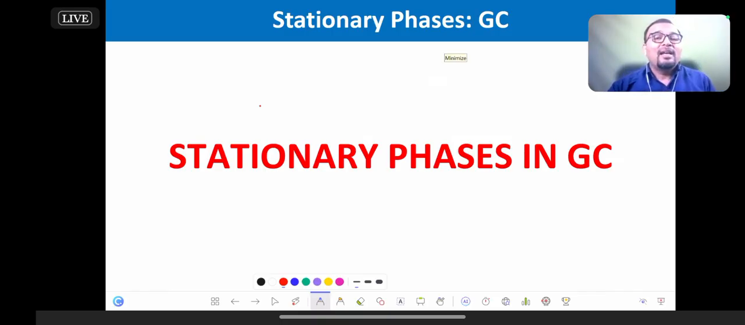Stationary phases now. See, in the first part, we talked about the retention mechanisms. In the second part, we will discuss stationary phases in gas chromatography and liquid chromatography. And this is going to be an amazing discussion, I promise you. So what types of stationary phases have you used so far in gas chromatography? You can name the stationary phase or brand names, or anything like that.